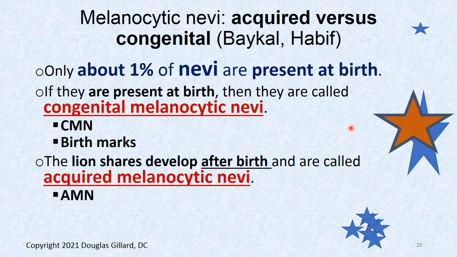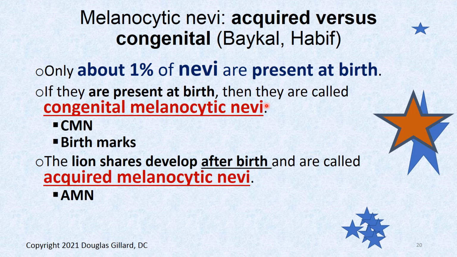Acquired versus congenital, so about 1% of nevi are seen at birth. And my granddaughter has one on her hand, a little one she was born with. Most of them are not, but when you're born with them, they're called congenital melanocytic nevi. If they pop up, they usually pop up during childhood, then they're called acquired melanocytic nevi. You don't have to worry about those. The congenital ones you have to be a little more careful with, not so much the tiny ones, but there can be some really big congenital melanocytic nevi, which we're going to talk about.